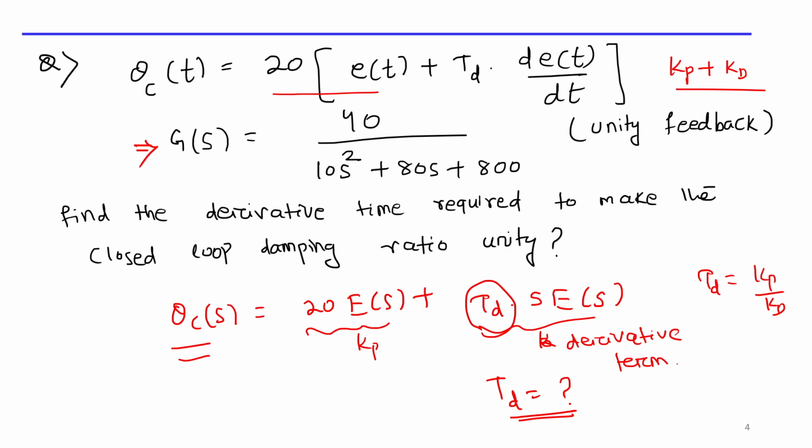So my question was that we have already found the transfer function. Again, what do you need to do? Find the open loop transfer function. The open loop transfer function is nothing but G of s into theta c of s, just multiply these two. What was the previous value here? You can go back one step. You can see this 40 divided by 10s squared plus 80s plus 800. I'm just writing it here directly.